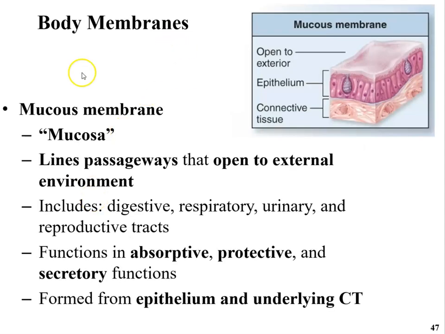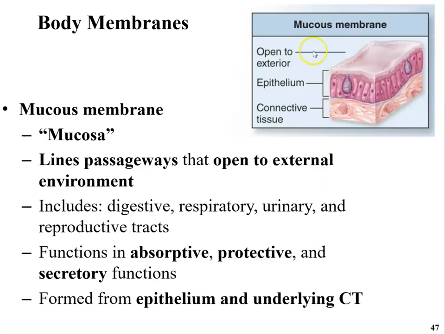So the first body membrane is the mucous membrane. You'll also see this referred to as the mucosa, like we just did in the stomach example. Mucous membranes line passageways that are open to the external environment. This is going to include your digestive system, your respiratory tract, your urinary tract, and your reproductive tracts. Mucosa function in absorptive, protective, and secretory functions. And as we said, they're formed from epithelium and an underlying connective tissue.